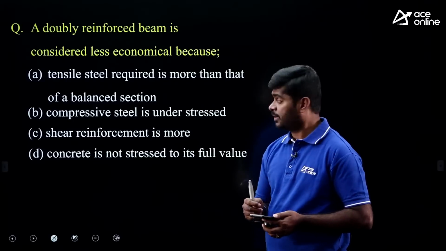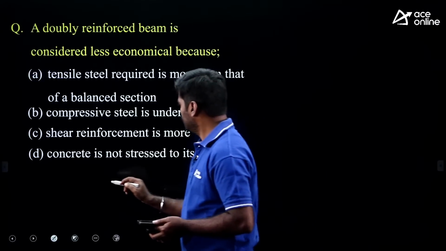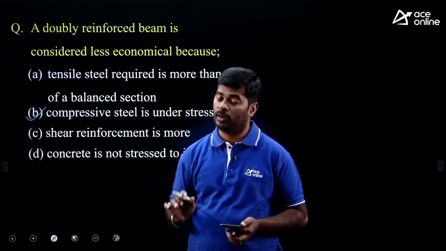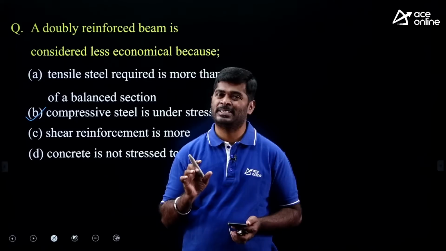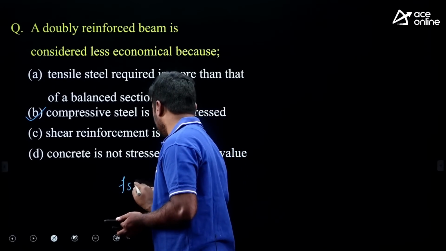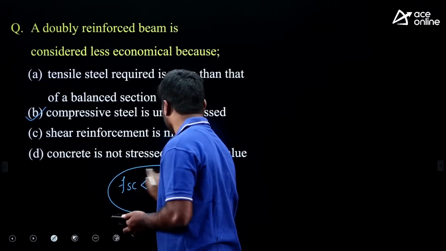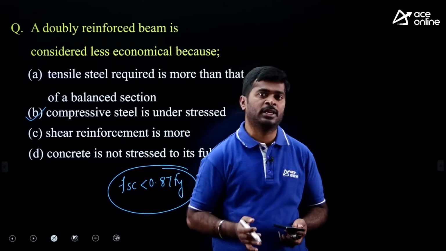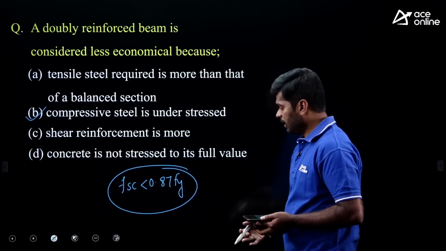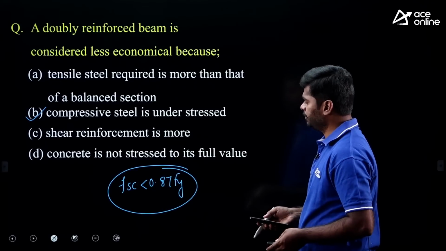Ravi, come on my dear, pick up the correct option. The correct option for this question is: compression steel is under stressed, or you can say compression steel is not utilized fully. The stress f_sc is less than 0.87 f_y. We are not going to utilize the compression steel effectively. That's why, as compared to singly reinforced beams, the doubly reinforced beams are uneconomical. So option B is correct. Then move to the next question.